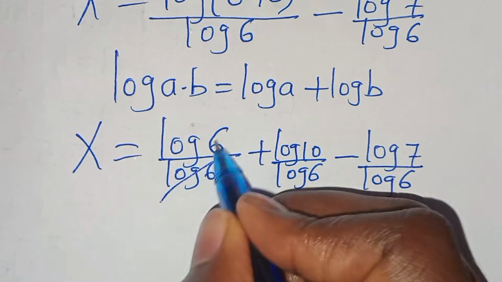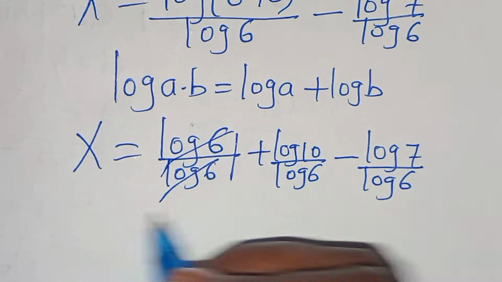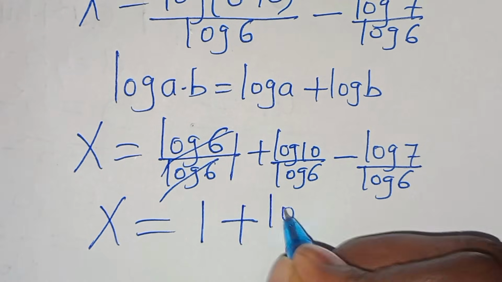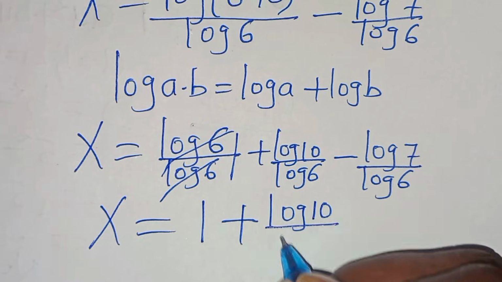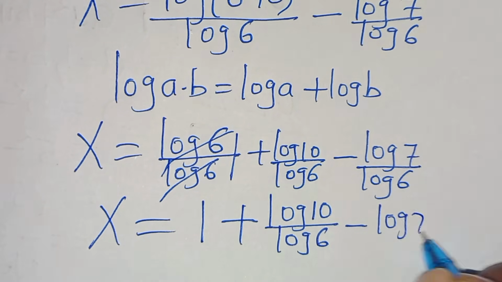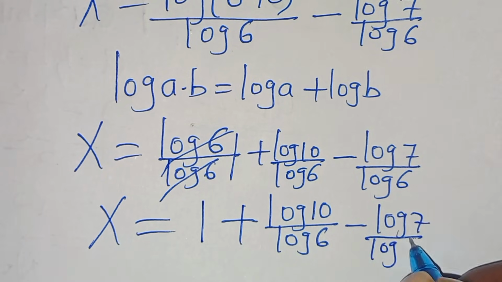So log 6 and log 6 simplifies, so that we have 1 plus, this is log 10 divided by log 6, subtract log 7 divided by log 6.